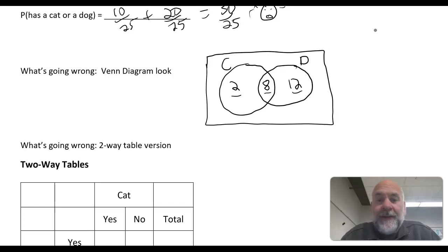Just for the record, for Venn diagrams, I often like to put everybody who's left over, because there are some people who have neither. In these hypothetical numbers, there are 22 people in the circles, so there must be 3 people who have neither.